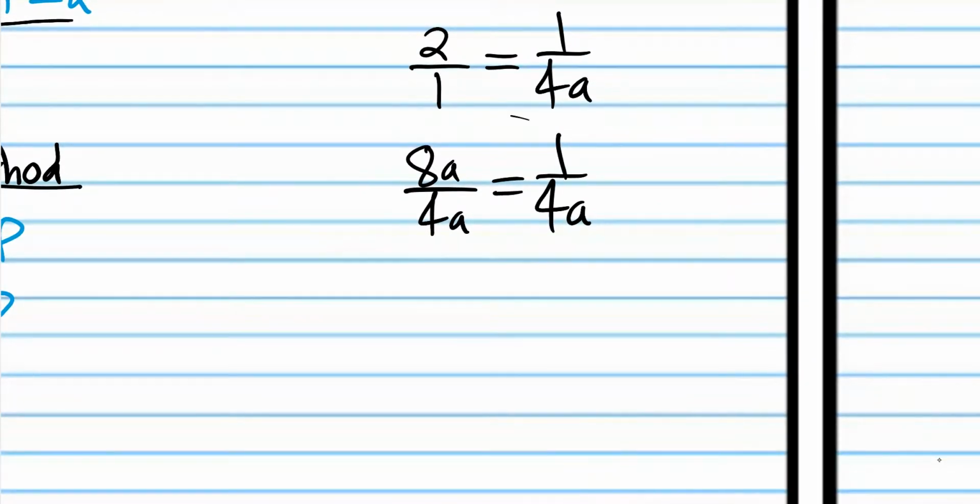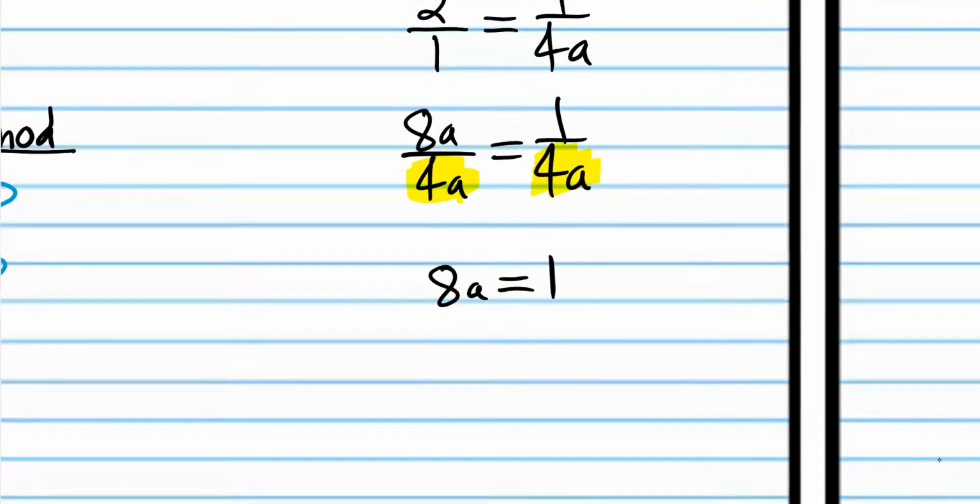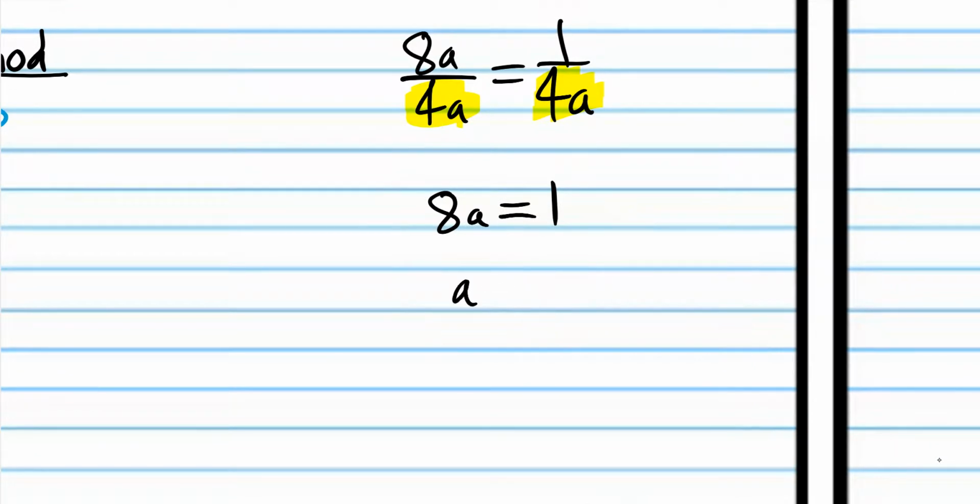And so now we have two fractions that are equal to each other and the denominators are the same. So if the two fractions are equal and the denominators are the same, then just common sense tells us that the numerators must be equal. And then we can divide both sides by 8, and we have a is equal to 1 over 8. So we found a.